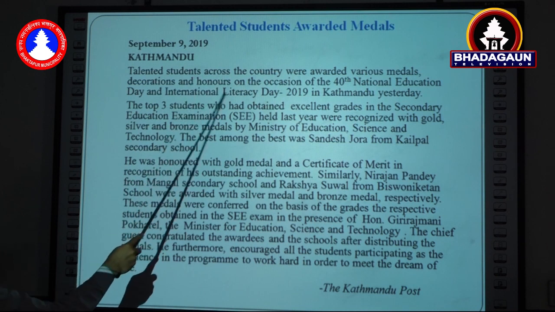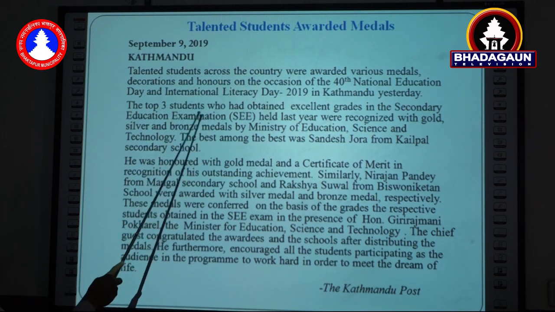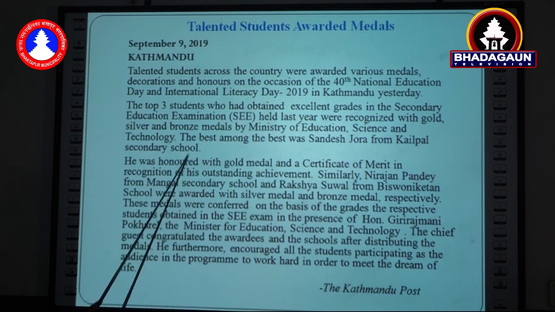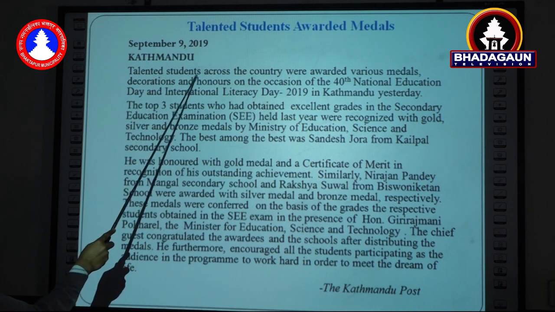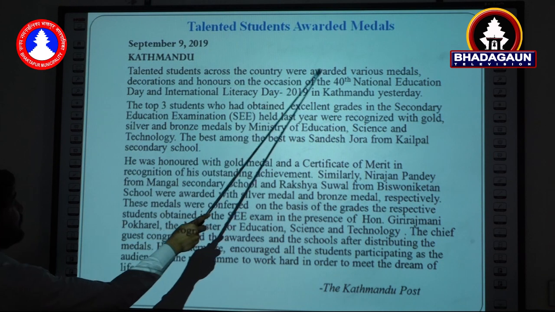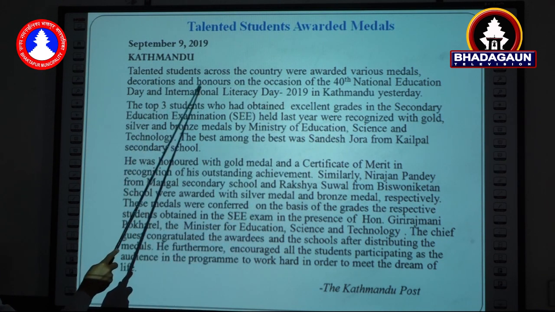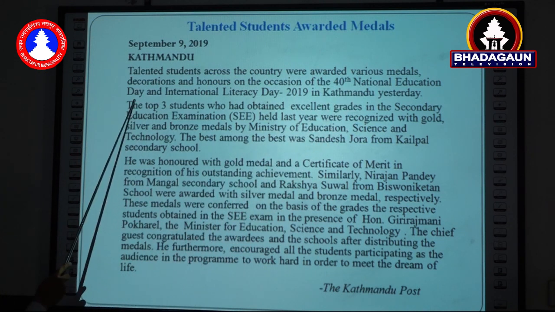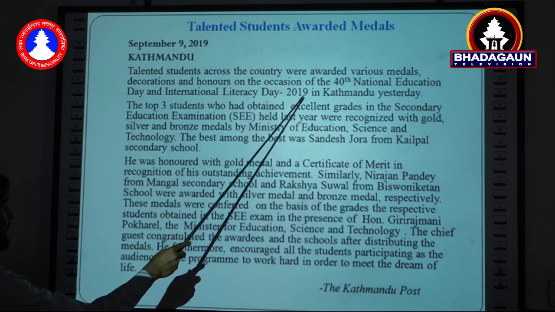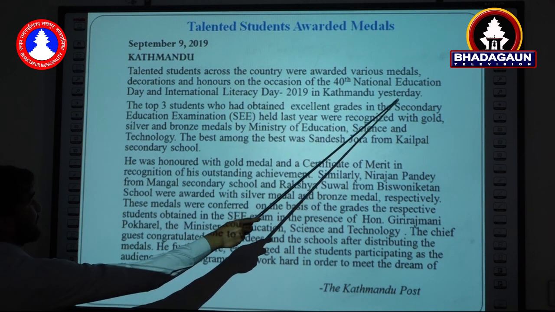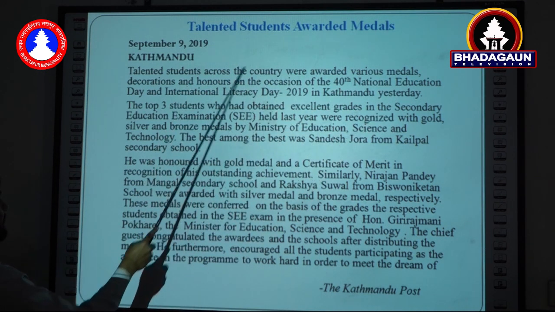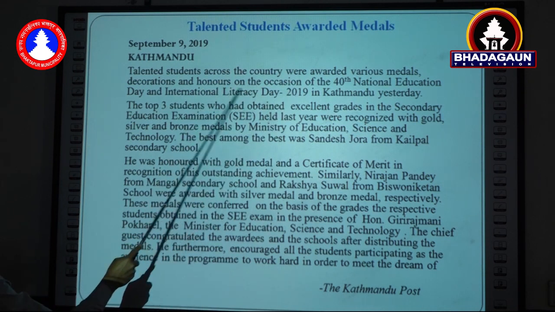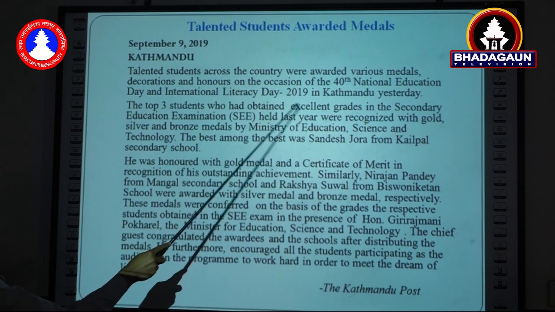So this is the first line, the first sentence. That is what? The lead. All of the clues are used to make the answer complete. So talented students across the country were awarded various medals, decorations and honors on the occasion of the 40th National Education Day and International Literacy Day 2019 in Kathmandu yesterday. This is the main theme of the news, the main conclusion of the news. What has happened, and when and where.